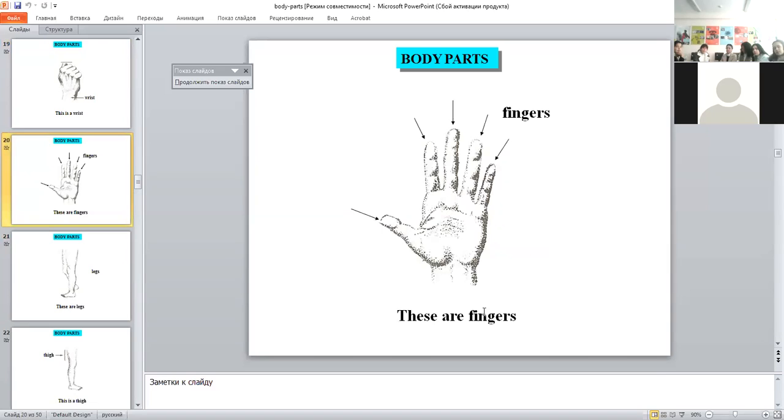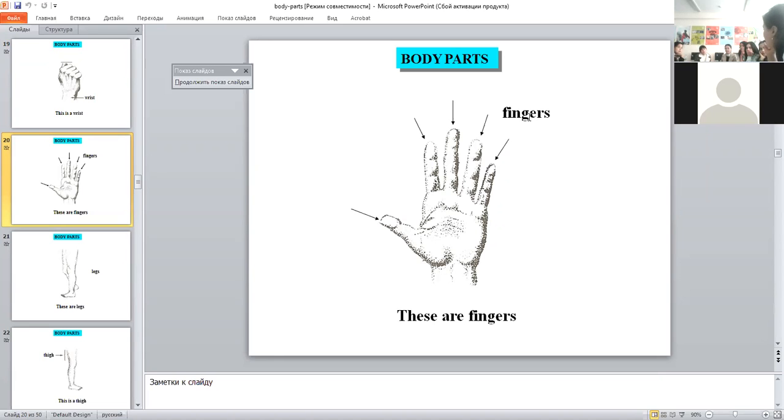Sorry, this one. What are these? These are fingers. Pay attention to the consonant letter combination NG. NG gives us the nasal consonant sound ng. In the English language there are three nasal consonants: m, n, ng.